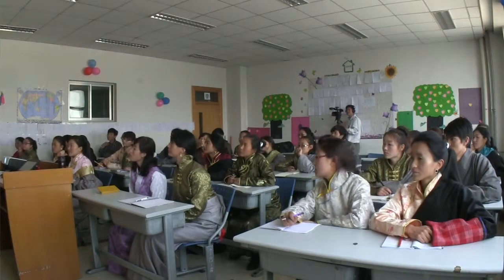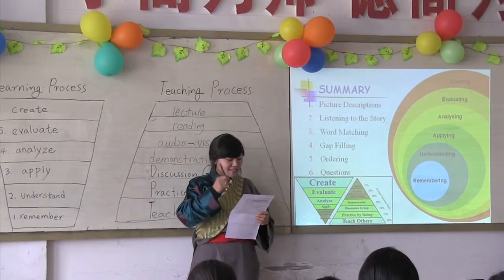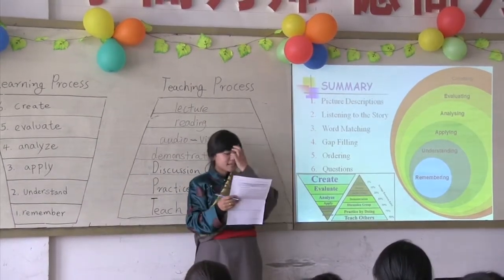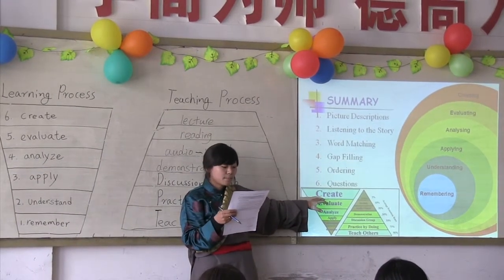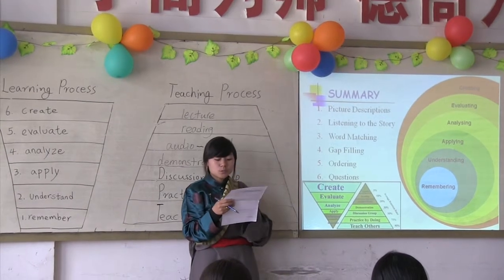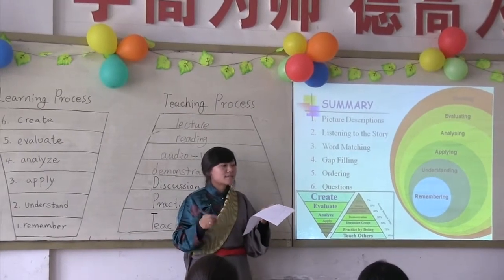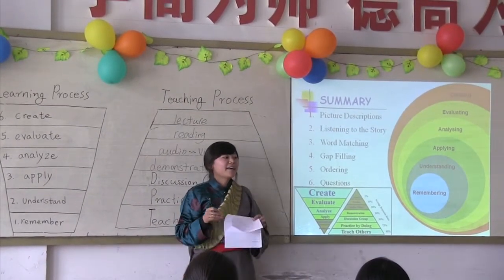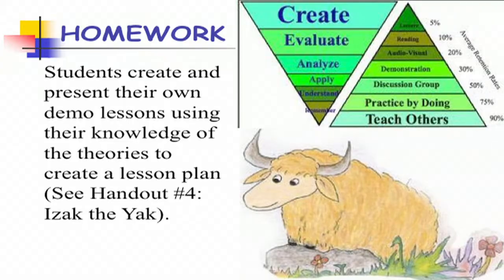Number 5, ordering. What do you think about ordering? Analyzing. Yes, exactly. Ordering is like analyzing. The question part is evaluating and creating. It moves from simple questions to complicated questions. The lesson starts with creating and ends with creating. Now, we will move on to your own creations. For homework, you will use the 2 theories to prepare a lesson on Isaac the yak.